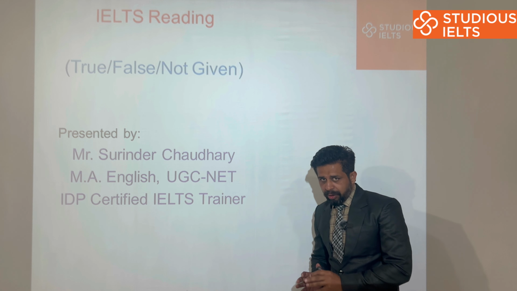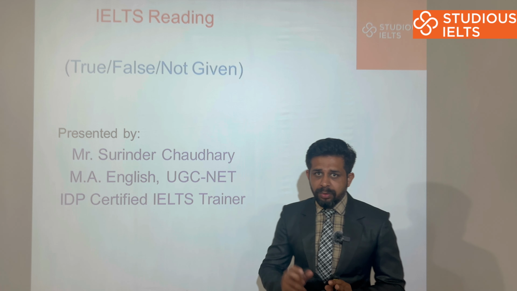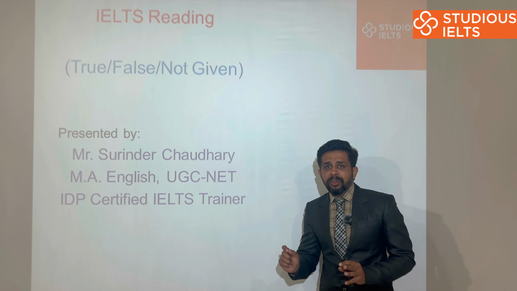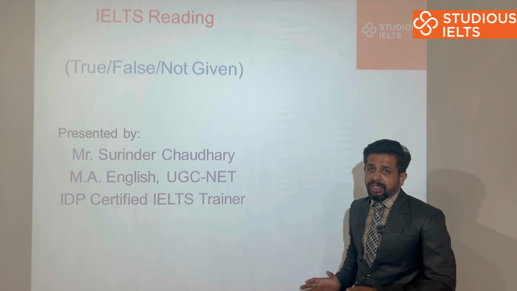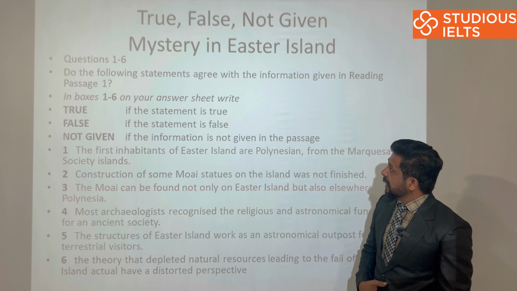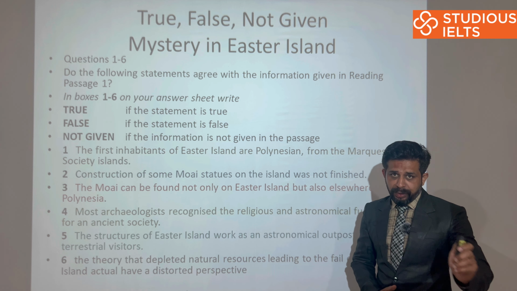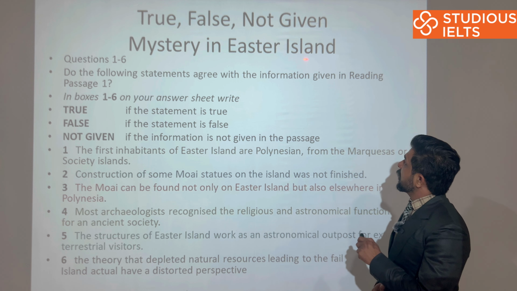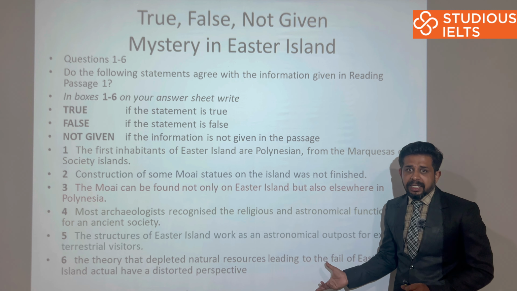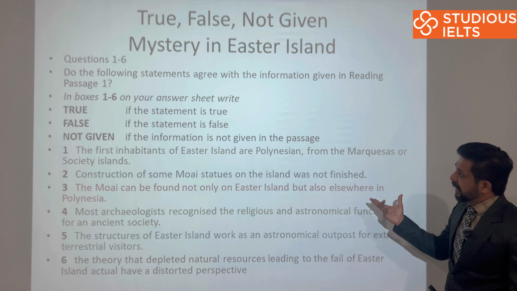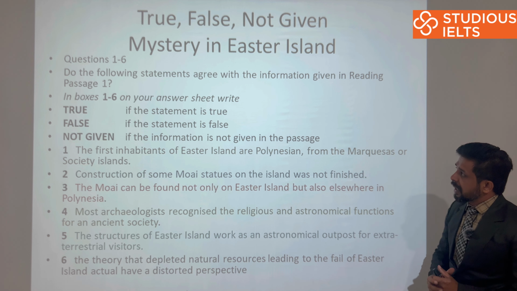So in this workshop, if you watch it till the end, I'm going to give you some tips and tricks to understand it, and I am going to elaborate each and every method through which we can solve these questions. All right. So starting with this workshop, I have taken a particular passage from the reading, that is Mystery in Easter Island. In this passage, there are a total of 6 questions of the true, false, not given category. So you can first of all have a preview of how the questions appear.